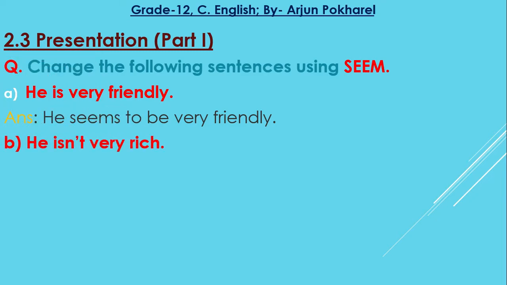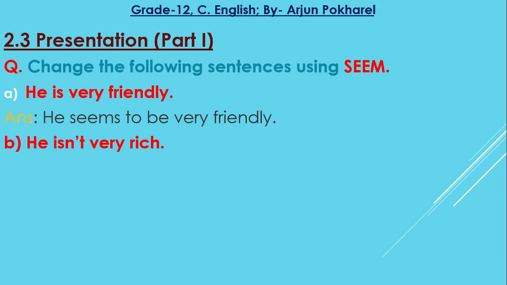And b, he isn't very rich. Here the question is negative. The above question, question number a is positive, that's why we used seems after he. And be is the b1 form of is, am or are. That's why here we wrote be. That's why he seems to be very friendly.